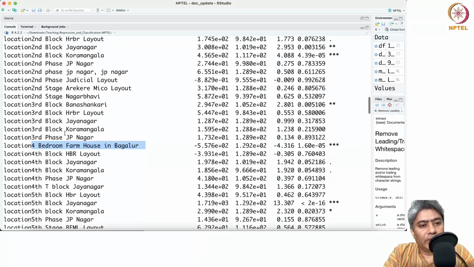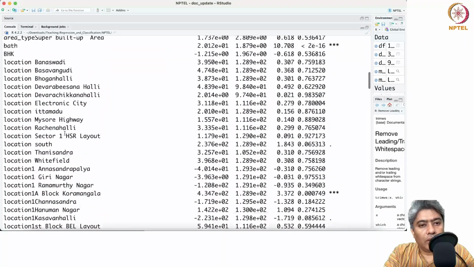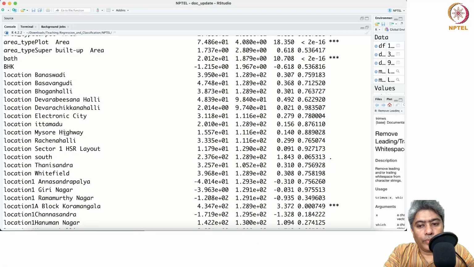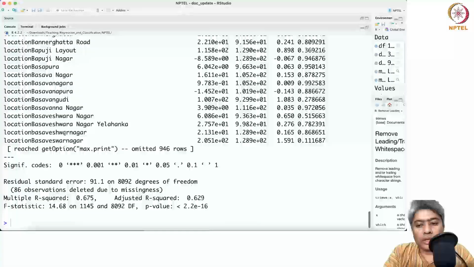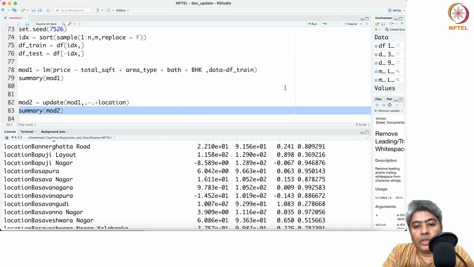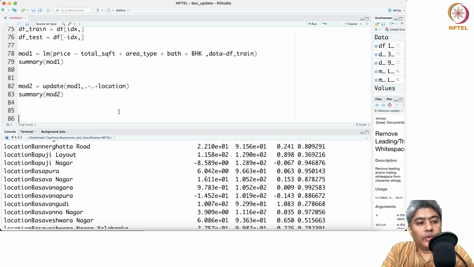which is not right. Second stage, okay. So all right, I think a lot of areas are being missed, but adjusted R square is now 0.629, which is similar to that of Python.